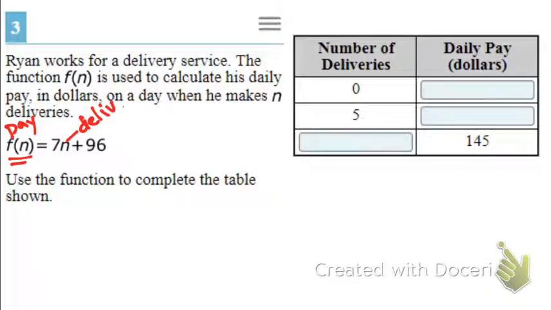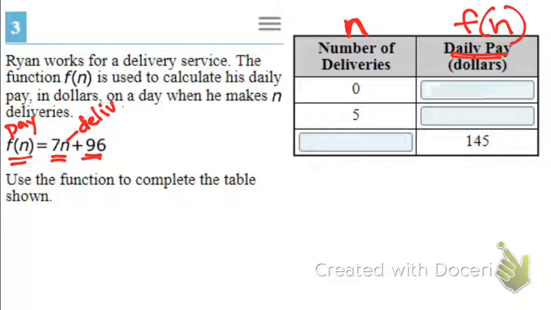So what they're doing is they are multiplying the number of deliveries times 7 and then adding 96, and that is the daily pay. So this daily pay is the f of n, and the number of deliveries is n. So they want us to complete this table. Now there's two ways to do it. I'm going to show you both ways.